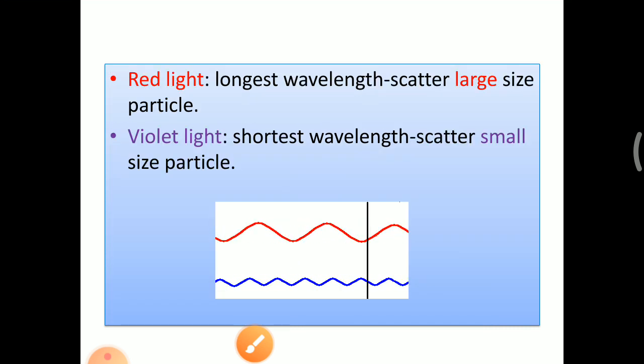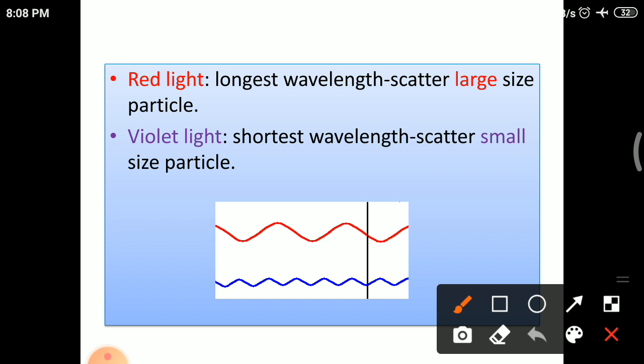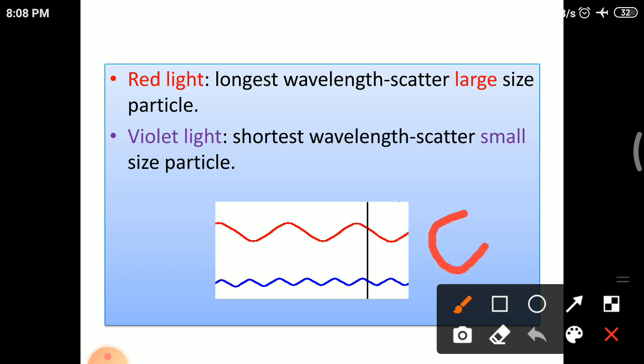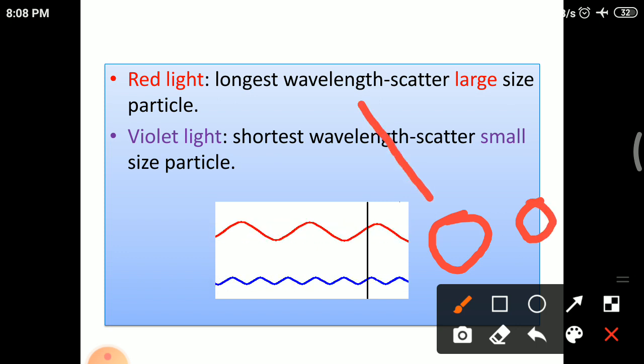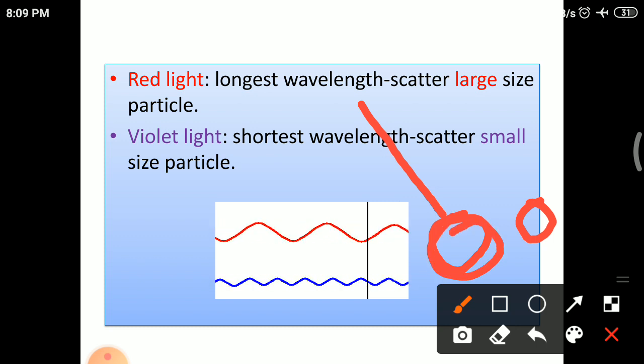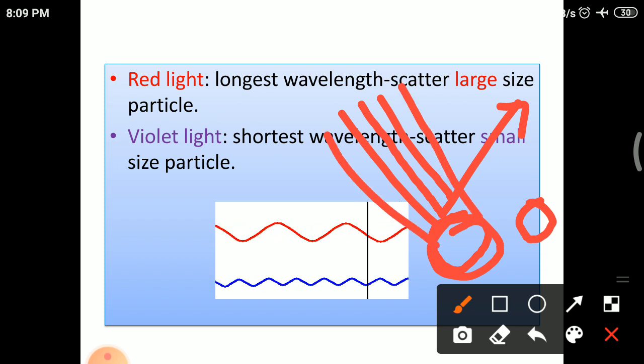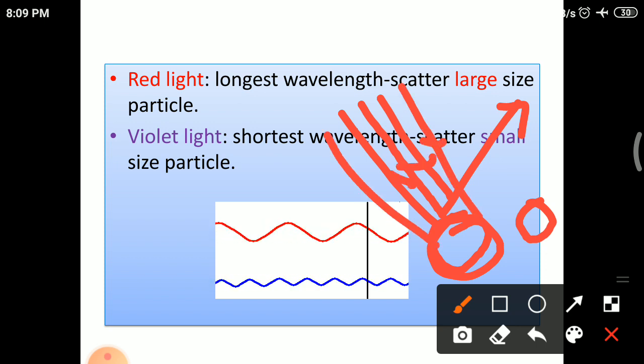Longest wavelength is scattered by large size particles, shortest wavelength is scattered by small size particles. If you take the atmosphere, it consists of large size particles and also small size particles. When the sunlight falls on a large size particle, it scatters only the red color, because the sunlight consisting of all colors falls on this object.